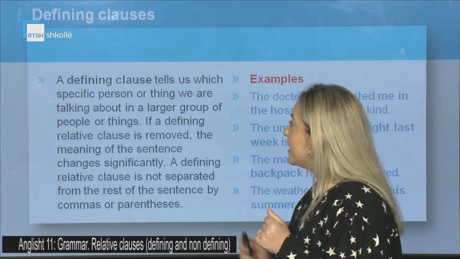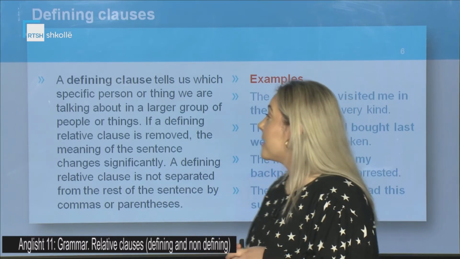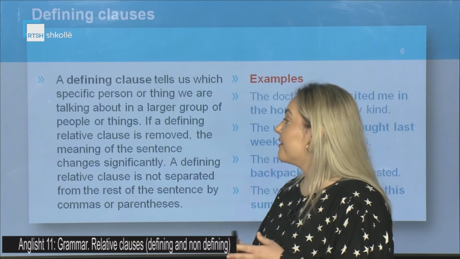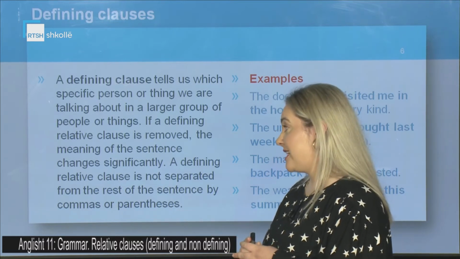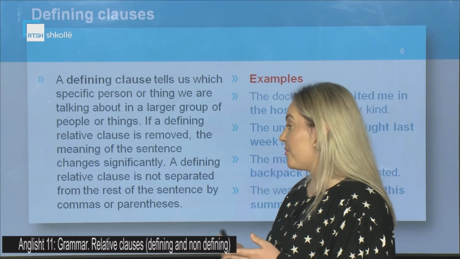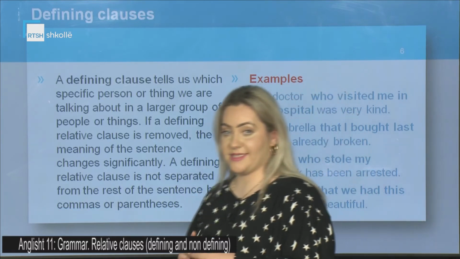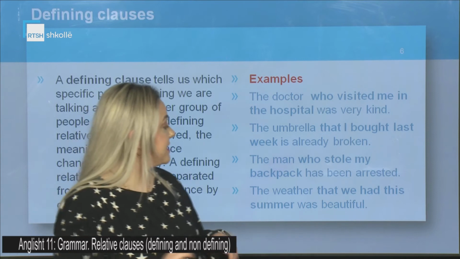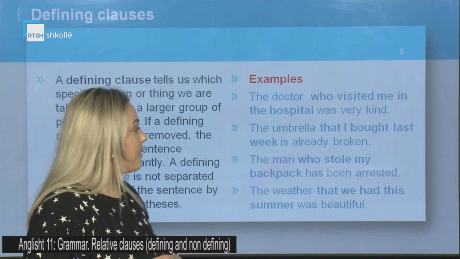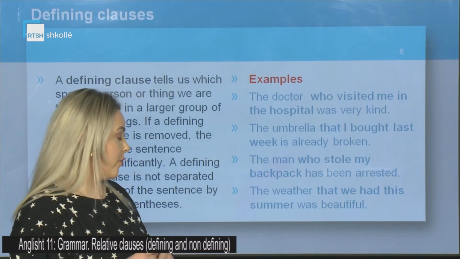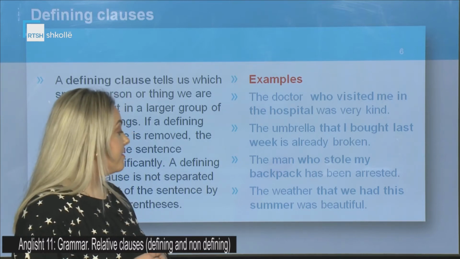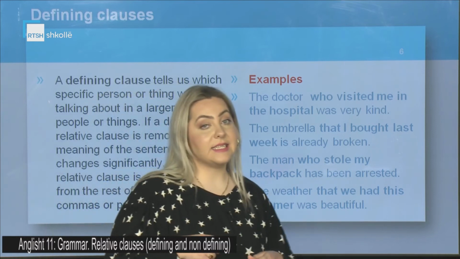Defining clauses. A defining clause tells us which specific person or thing we are talking about in a larger group of people or things. If a defining relative clause is removed, the meaning of the sentence changes significantly. A defining relative clause is not separated from the rest of the sentence by commas or parentheses. Let's see some examples. The doctor who visited me in the hospital was very kind. The umbrella that I bought last week is already broken. The man who stole my backpack has been arrested. The weather that we had this summer was beautiful. Let's continue.